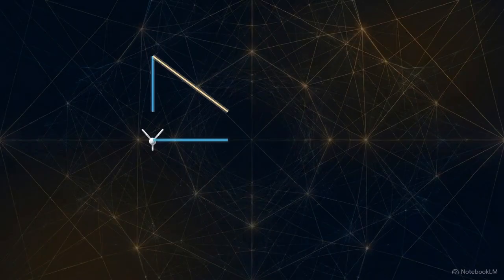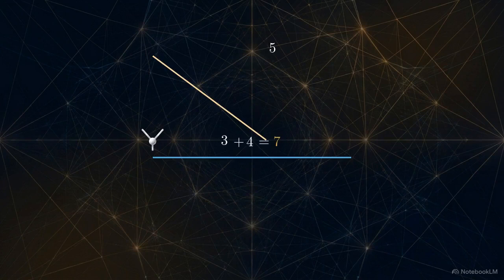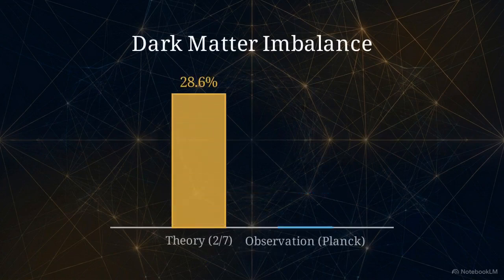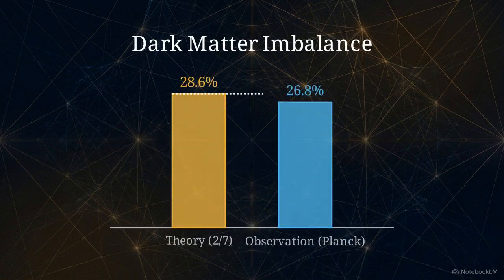When the tree fractures over a 3, 4, 5 Pythagorean triangle, the sum of the sides exceeds the hypotenuse, creating a 2/7 remainder. This predicted 28% imbalance perfectly matches the Planck mission's dark matter measurement of 26.8%.